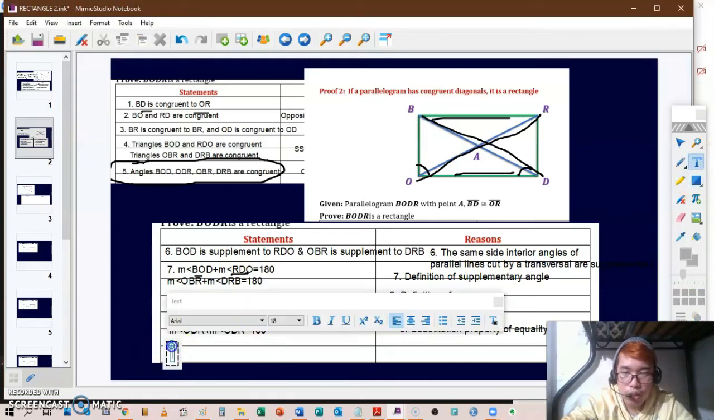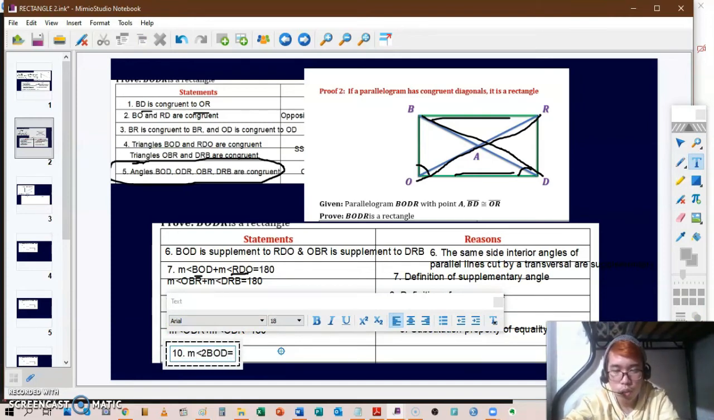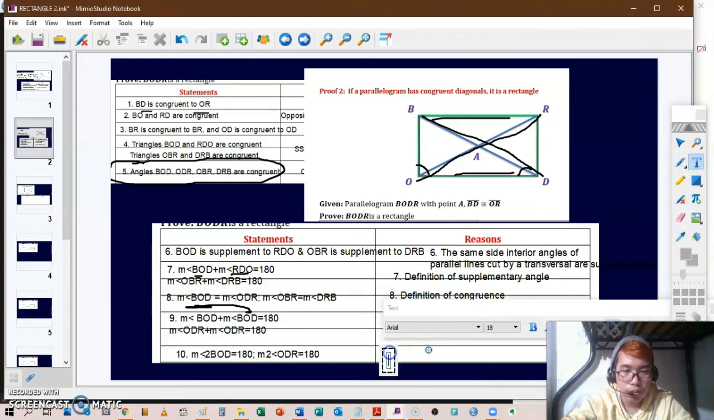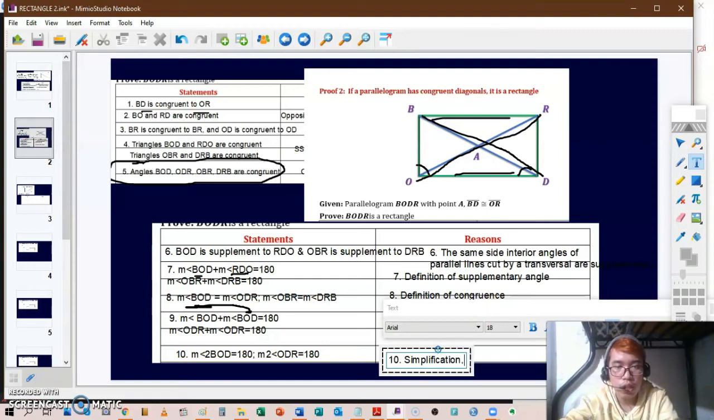And we can write here on the 10th statement that the measure of angle BOD is equal to 180 degrees, and the measure of angle ODR is equal to 180 degrees. So that's just simply the simplification or addition property of equality. Okay, so let's proceed with our proof here.